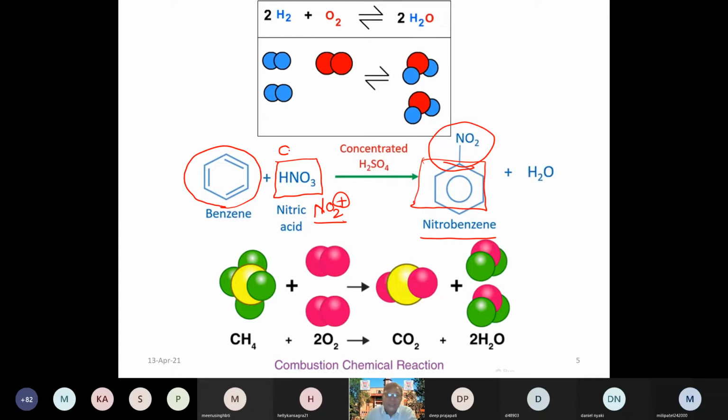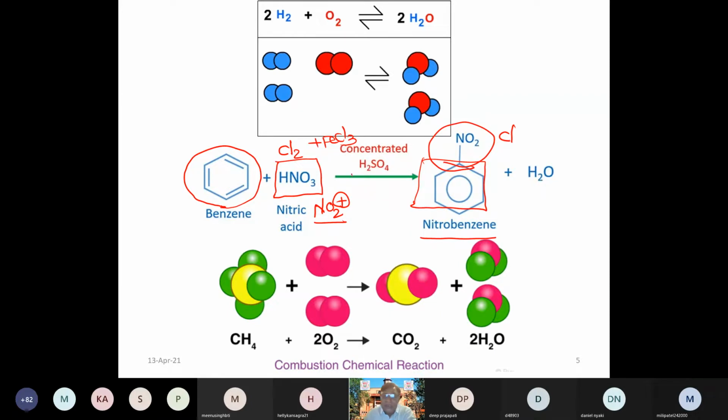Instead of this HNO3, if we take Cl2 and other catalysts like FeCl3, then instead of NO2, we will get Cl, that is called chlorobenzene. That's why it is known as chlorination. So we can say that the reactant can decide the name or type of the reaction.